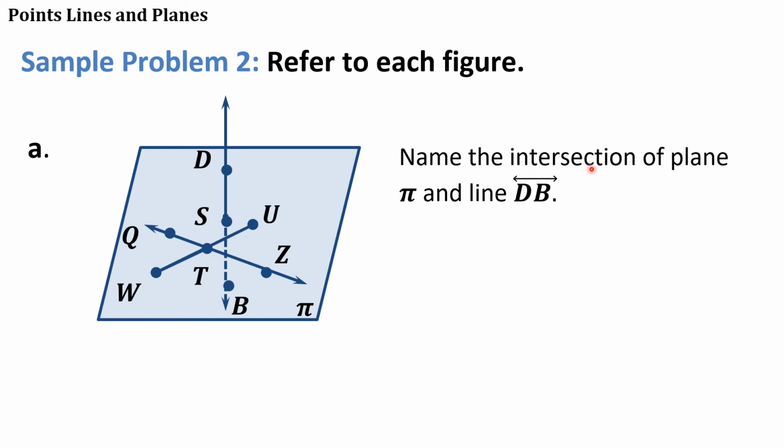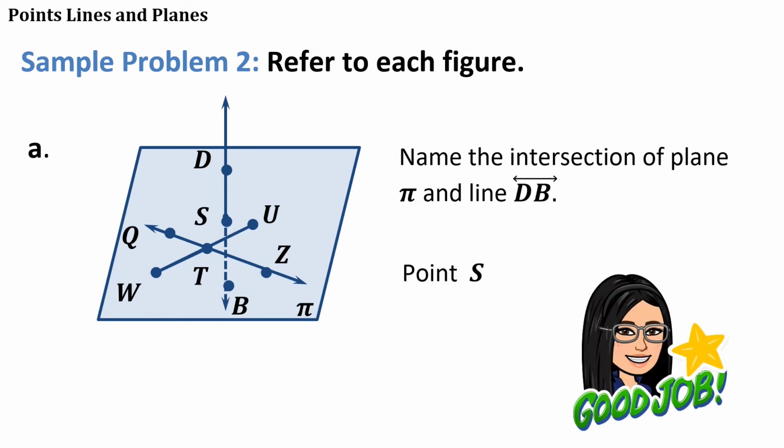Now, name the intersection of that whole plane, plane pi, and the line DB. Here's the name of that plane, plane pi, and this is our line DB. Just like if we were punching a piece of paper with a pencil, what is that intersection going to be called? Again, if we have a plane and a line, our intersection is going to be exactly one point, and that point is going to be point S. Good job.